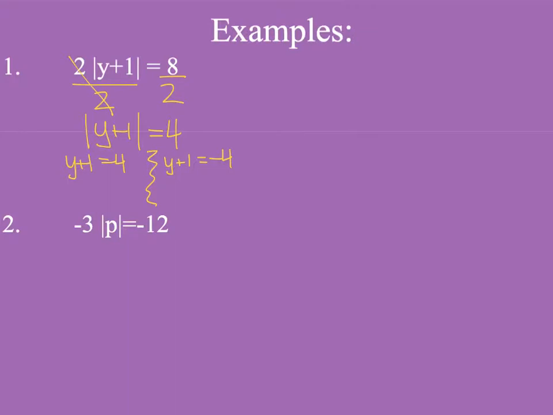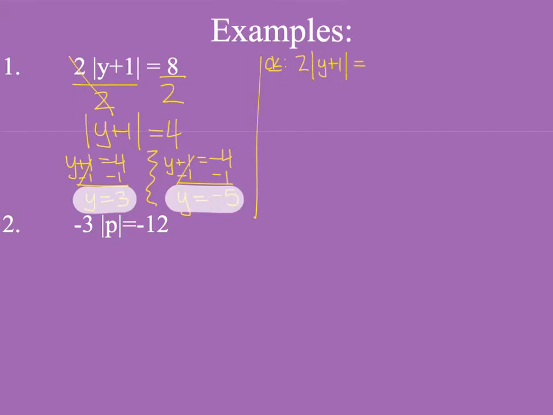All right, so the first thing we do, subtract 1 on both sides. Y equals 3. Subtract 1 on both sides. Y equals negative 5. So we just ended up with our 2 answers here. Y equals 3 and y equals negative 5. 2 answers, 2 checks. And we always go back to the original equation. 2 times the absolute value of y plus 1 is equal to 8.